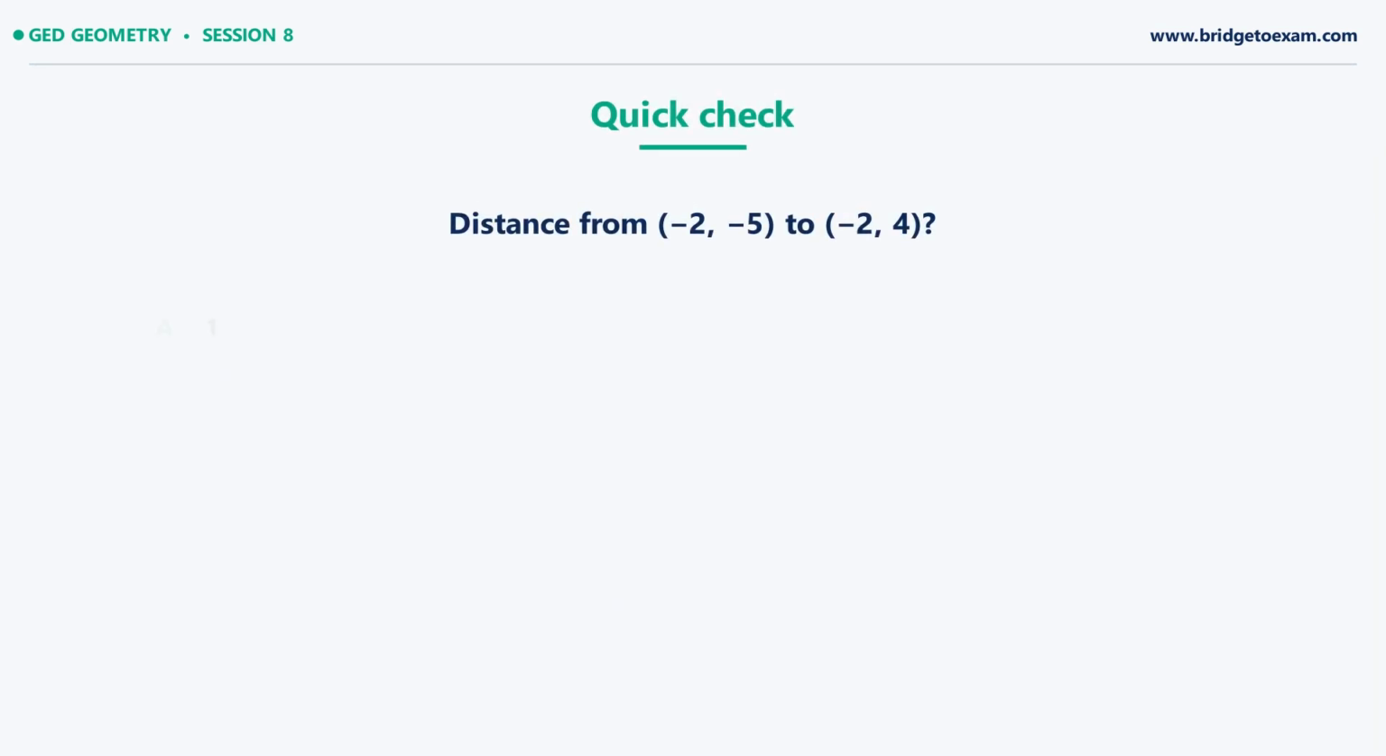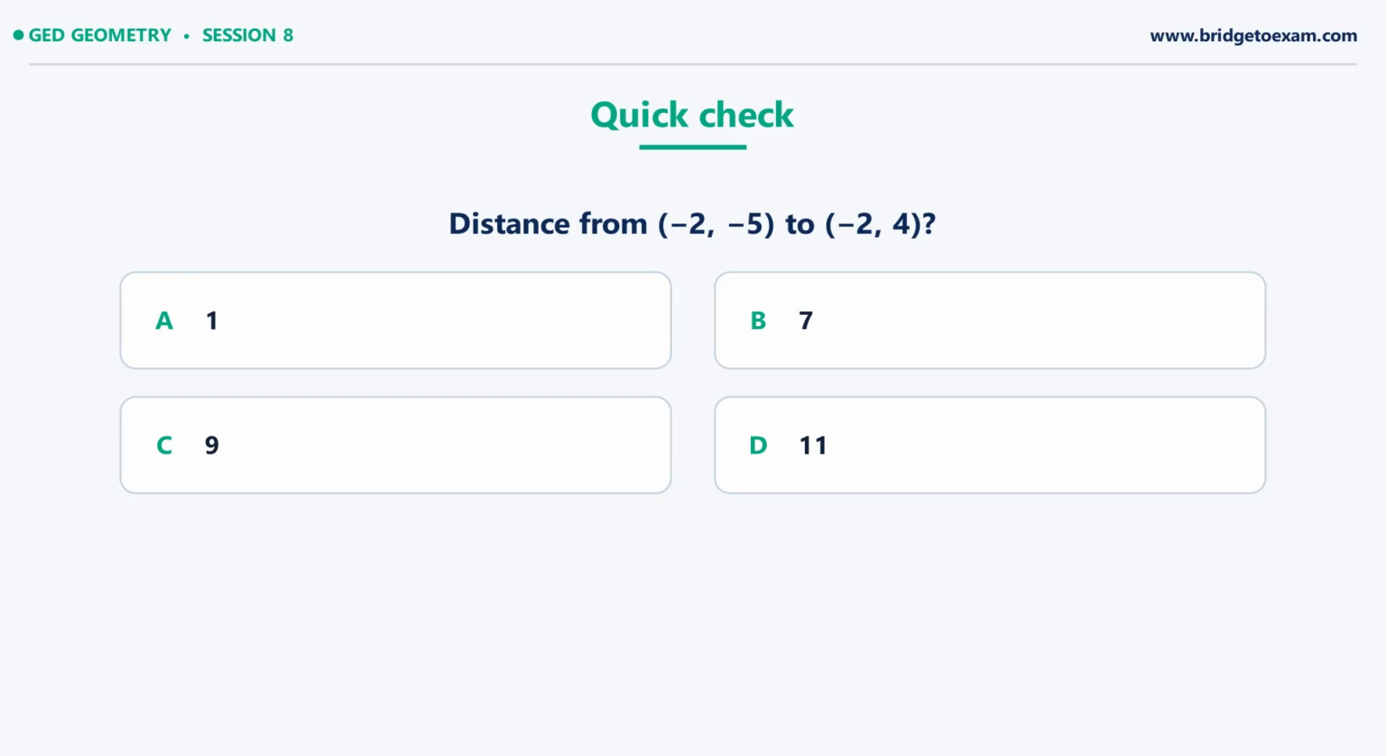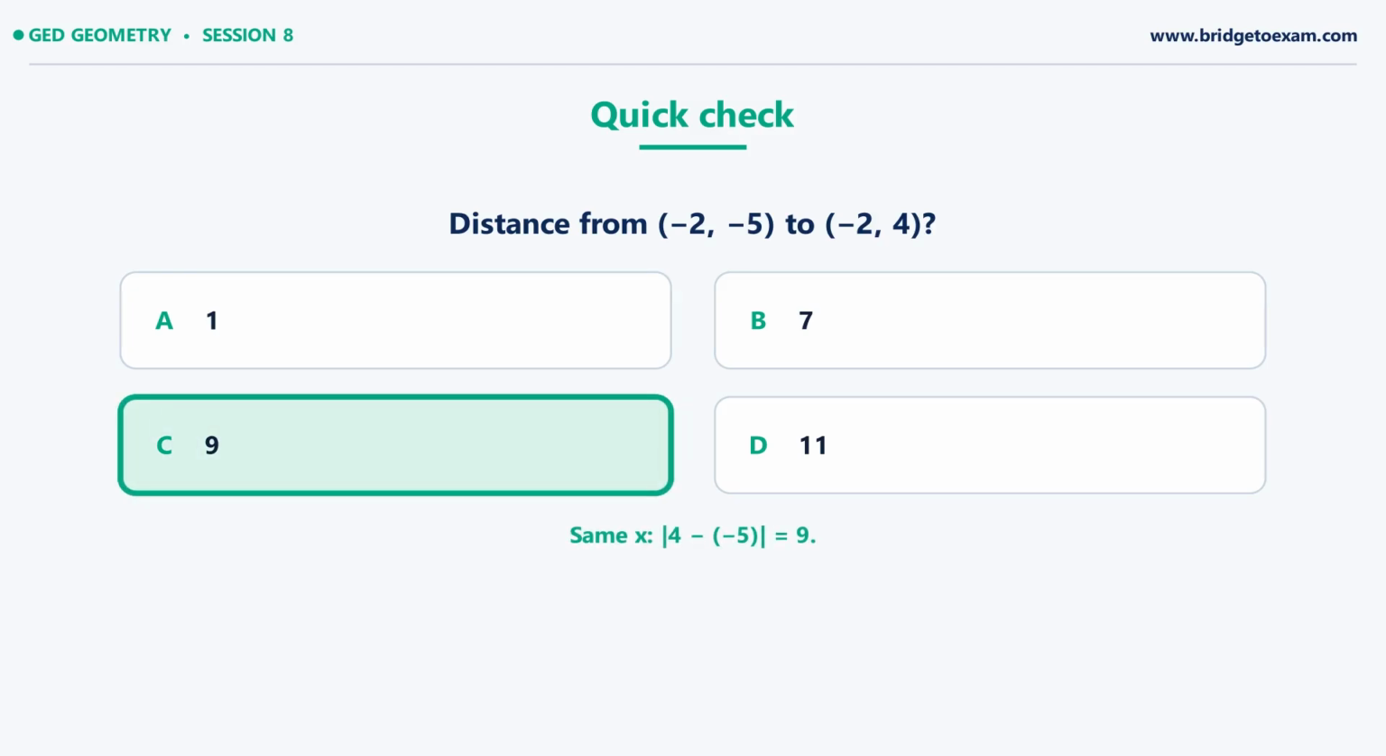What is the vertical distance from (-2, -5) to (-2, 4)? The x values match. Take the absolute difference of the y values. 4 minus -5 is 9. The distance is 9 units.